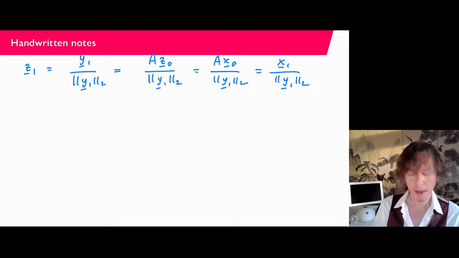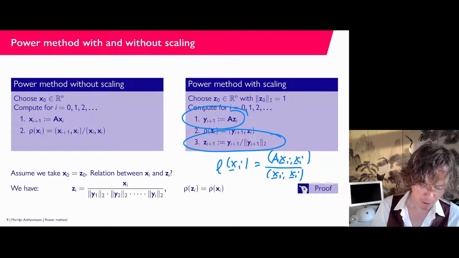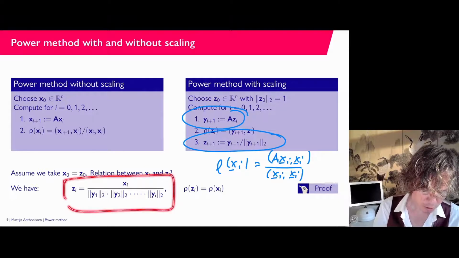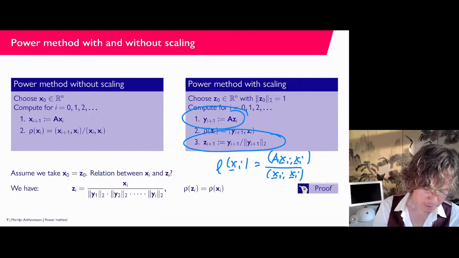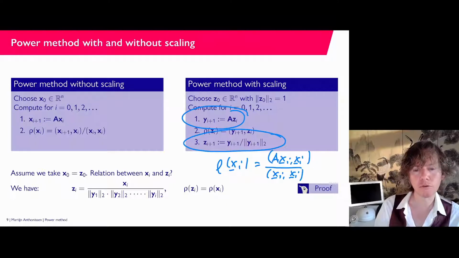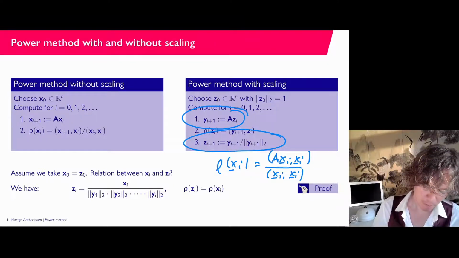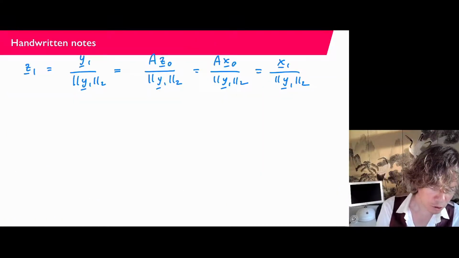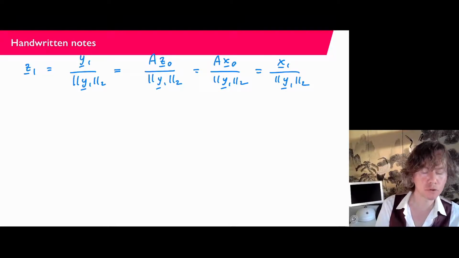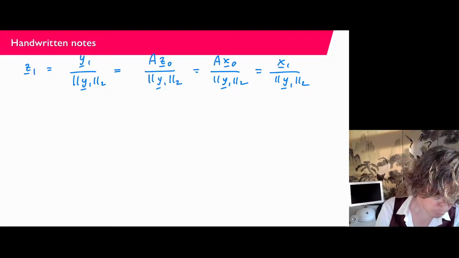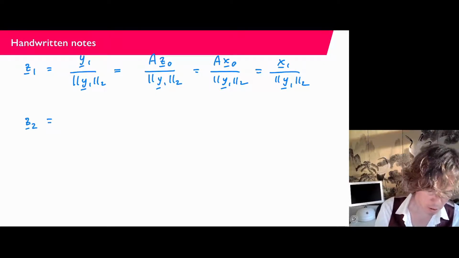So let's go back to the previous slide again. What I want to show is this expression here. And I have done that now for i equal to 1. Now, the rest goes similarly. If you would do this properly, you would use induction. Instead, I'm going to do it for z2 and then trust that you'll believe the rest. So according to the algorithm, it is y2 over the length of y2.